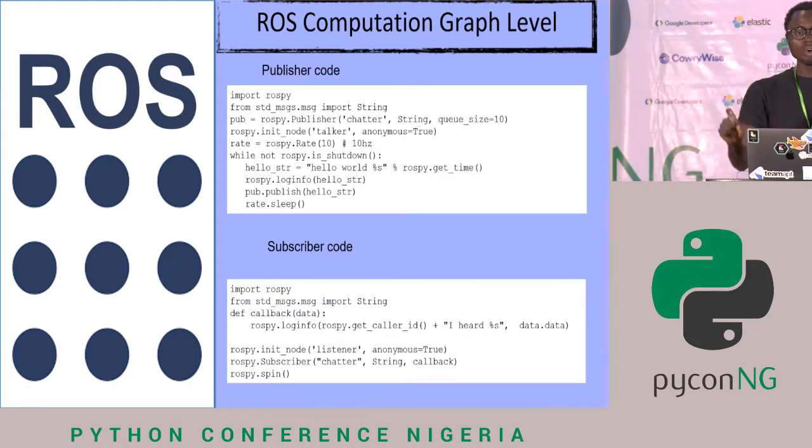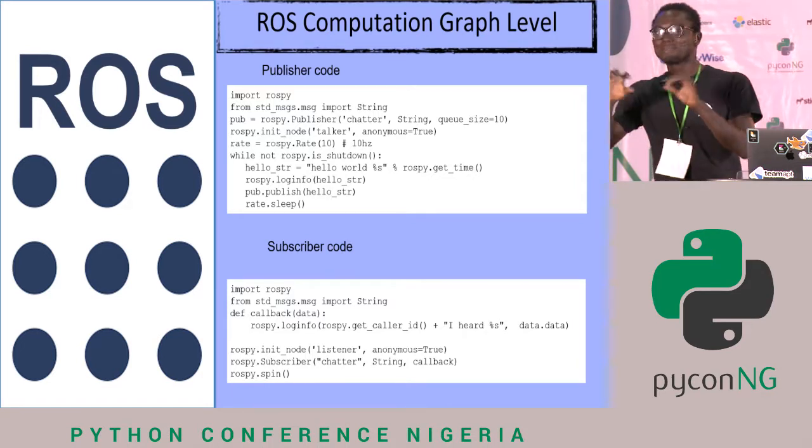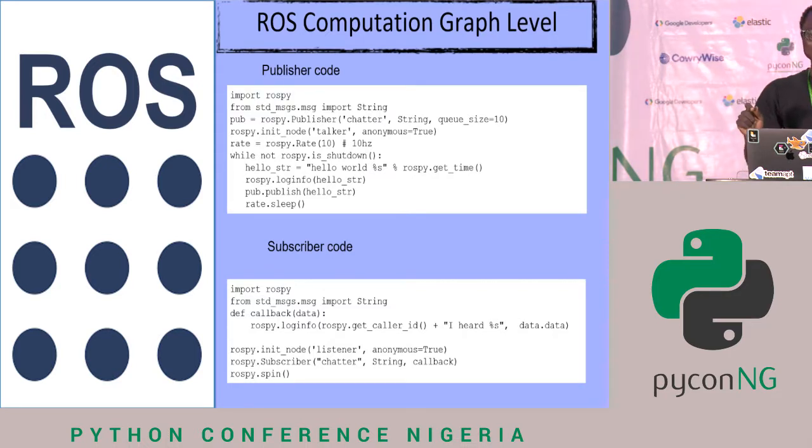So this node takes two parameters. We have rospy.init_node. It takes two parameters. The first one is the name of that particular node, and the second one is anonymous equals True. Don't let me go too much into that detail now.